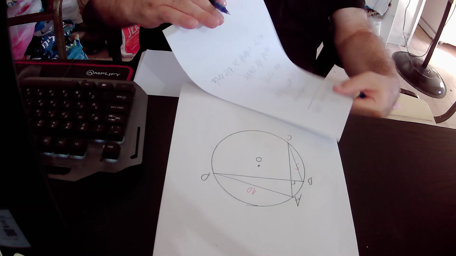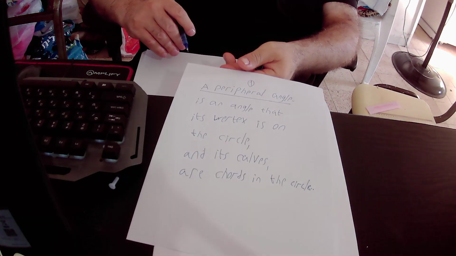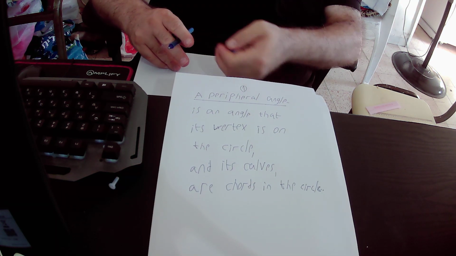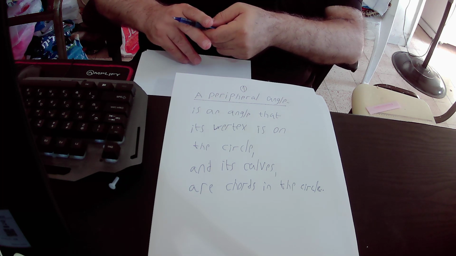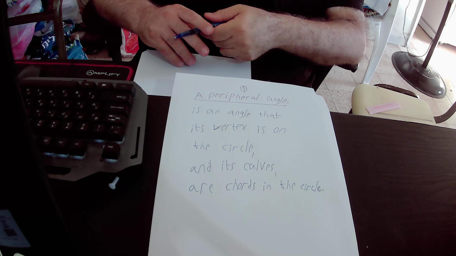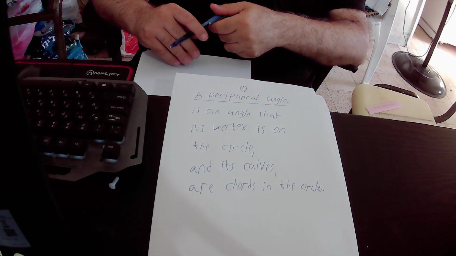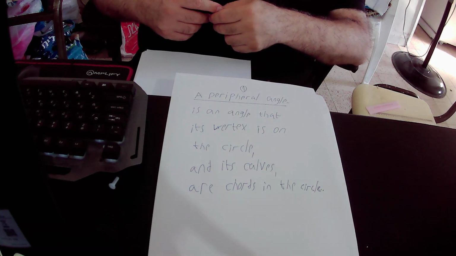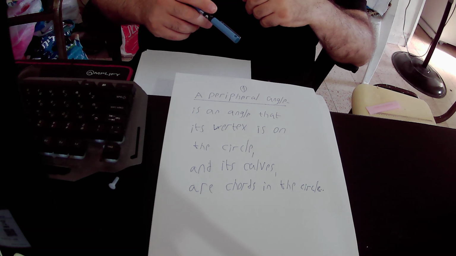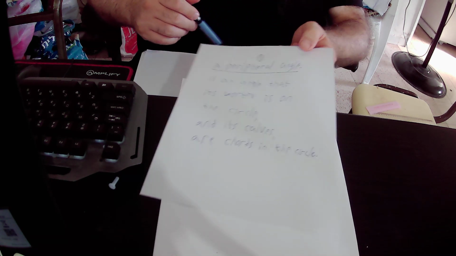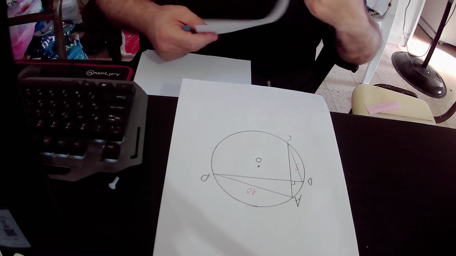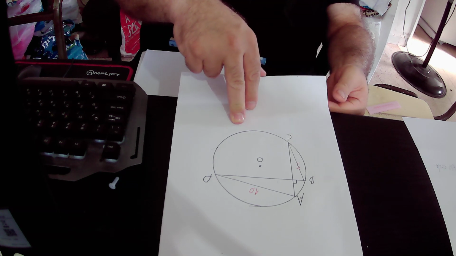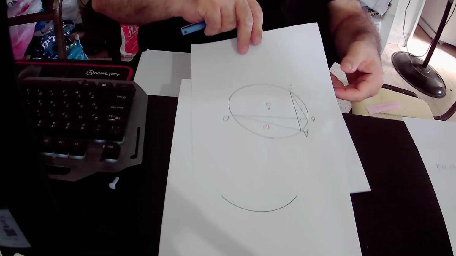So I will read again the definition of a peripheral angle. The definition of a peripheral angle is that a peripheral angle is an angle that its vertex is on the circle and its curves are chords in the circle. Okay, so I will give you an example of a peripheral angle.